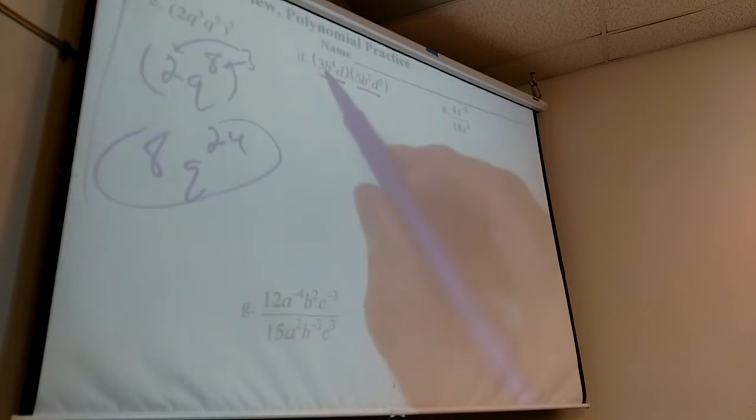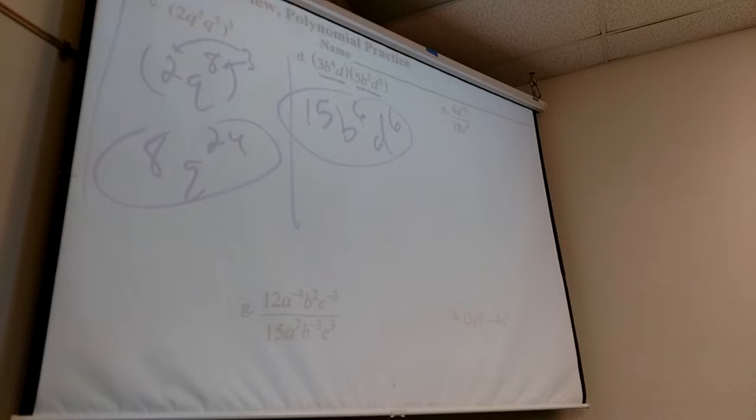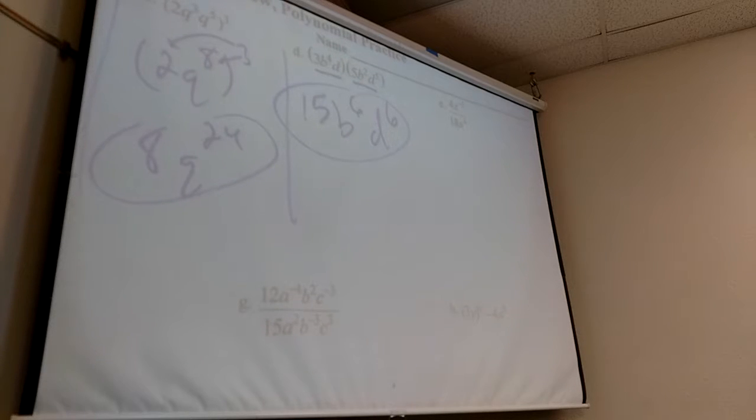So here, what am I able to multiply? 3 times 5 is 15. So there's my numbers taken care of. Now move to the b's. b to the 4th times b squared is b to the 6th. 1d times 5d's is d to the 6th. Bam. There's no foiling. I always have people somehow foil this out. There's no plus or minus in there. It's just 1 term times 1 term, so the answer should be 1 term.